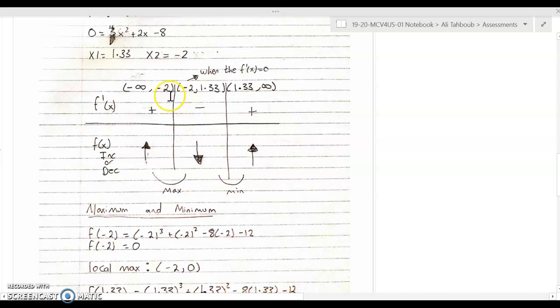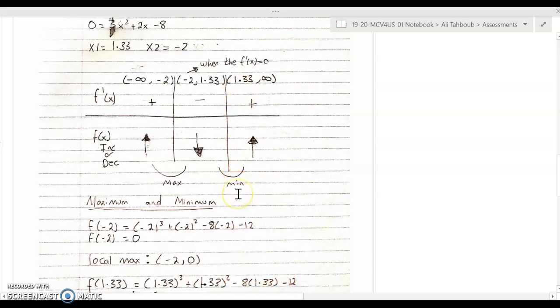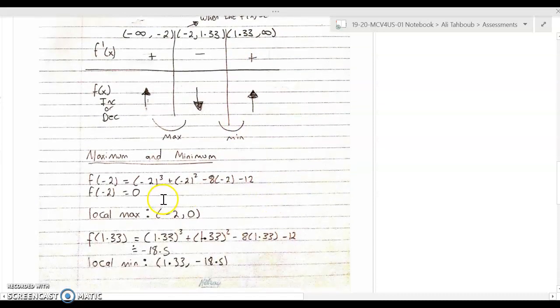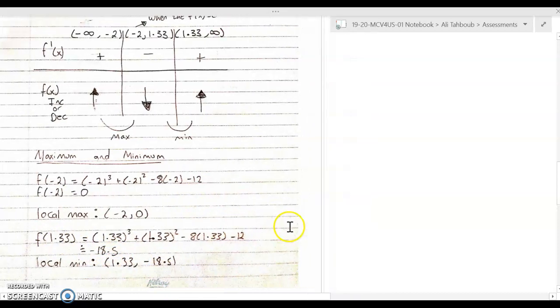So we know that the local max is at -2, and that the local min is at 1.33, the x value. So it's really simple to find the local max and mins. We just plug in the x values into the original equation. So you plug in -2 for f of x, and you plug in 1.33 for f of x. And you'll basically get a final answer of a local max of (-2, 0), and a local min of (1.33 repeating, -18.5). Roughly, this is a rough estimate because we used 1.333 as being one of our x roots.